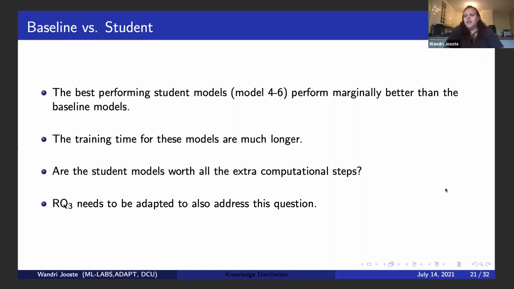So we'll have to look into whether it is worth all the computational steps. And then also with research question 2, if we can distill knowledge better, then maybe it is worth it. So research question 3 needs to be adapted a little bit to also address this.